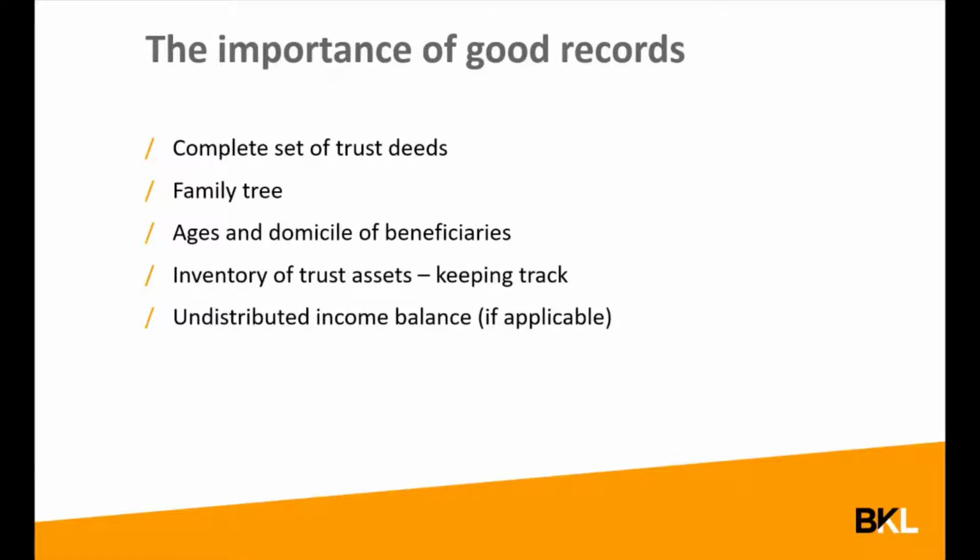It's also useful to have things like a family tree, which is kept up to date and includes things like the age and domicile of the beneficiaries, and these are particularly useful when you're doing tax planning. An inventory of the trust assets is also vital, and to keep track of any transactions that take place, the acquisition costs, any disposal proceeds, costs of sales, and other relevant costs such as enhancement costs when you're dealing with real estate.